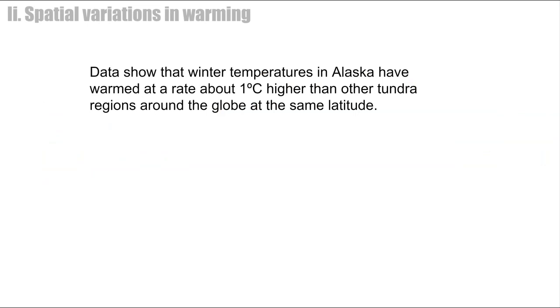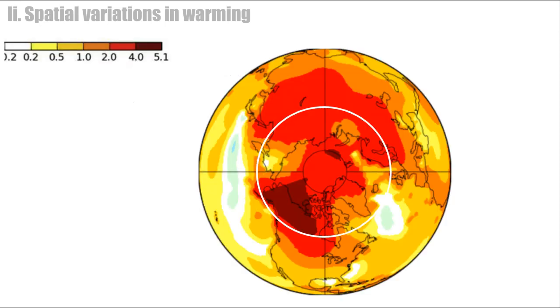So, next point, spatial variations in the warming. The data show that winter temperatures in Alaska have warmed at a rate about 1 degree C higher than other tundra regions around the globe at the same latitude. This map is going to help us with this. It's similar to the map that I started the presentation with.